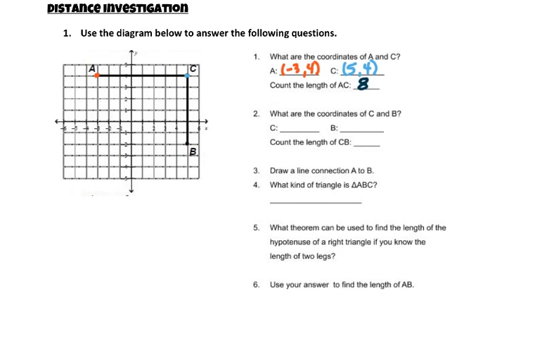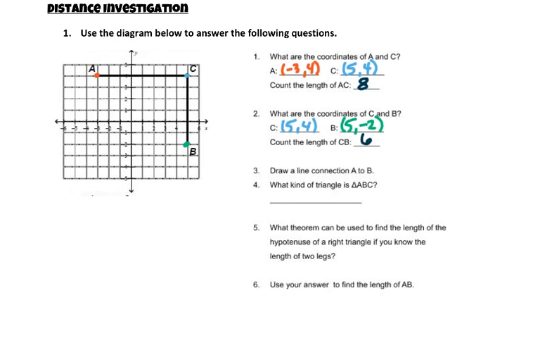Okay. What are the coordinates of C and B? Well, we've already found C. That's the same as this one, so that's going to be (5, 4). And then B, it's down at the bottom. That's over 5 as well, but this time down 2, or -2. And if we count that length, we've got 1, 2, 3, 4, 5, 6.